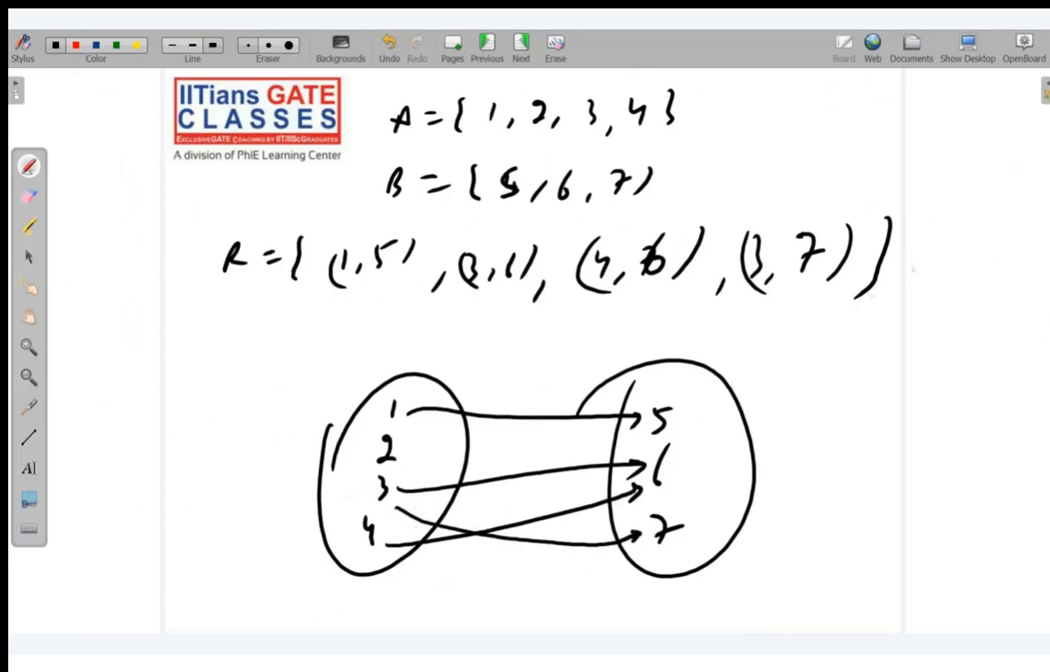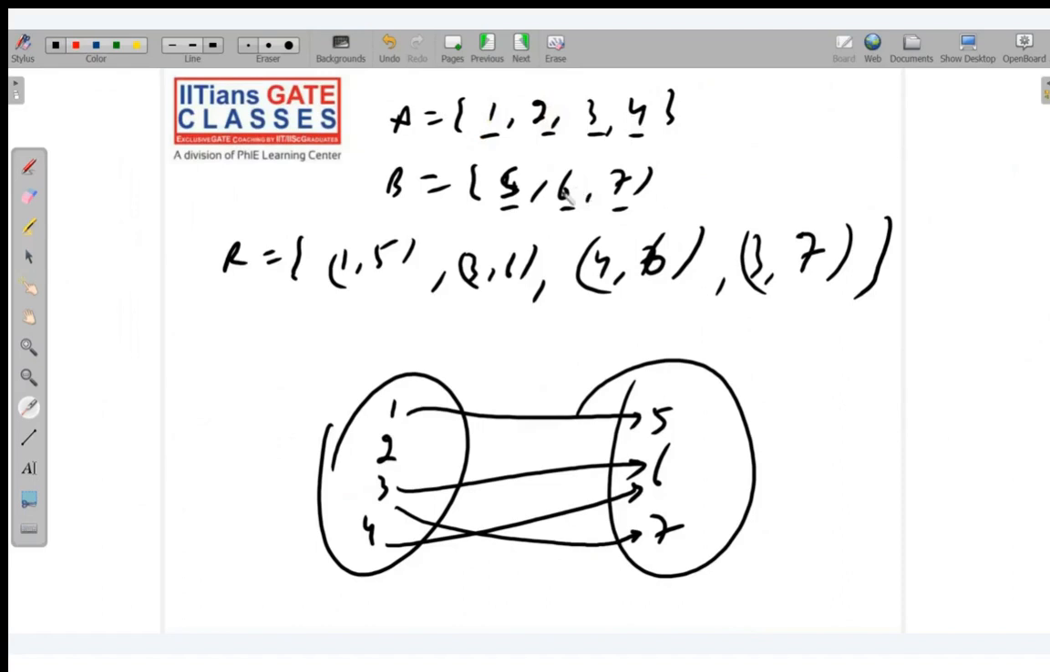Relation means how the elements of sets are related to each other. You can consider them as students in a class, students 1, 2, 3, 4, and in another class students 5, 6, 7. You can consider relation as friendship. So 1 is friend with 5, meaning 1 is related to 5. 3 is friend with 6 and 7, and 4 is friend with 6. Like in day to day life, we have relations between humans also. These are the two sets, and relation means how the elements are related with each other. That is the basic meaning.